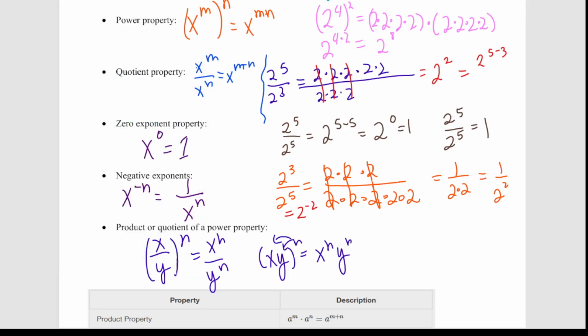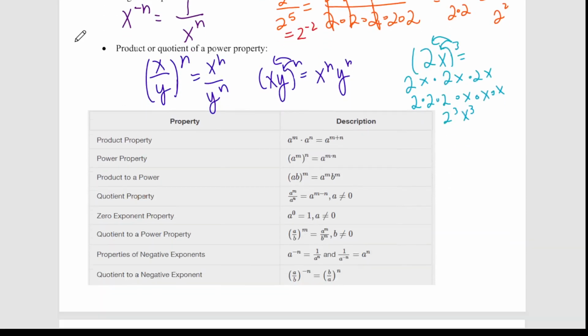Why does that work? Well, if I had 2x to the third, that's the same thing as 2x times 2x times 2x, which I could rewrite as 2 times 2 times 2 times x times x times x by the commutative property of multiplication, which is the same thing as 2 to the third times x to the third. So I effectively distributed that exponent to both terms. That is also allowed. And that is what this is saying in symbols. So you can sit there and memorize the rules if you want, or you can think through why they work the way they do.